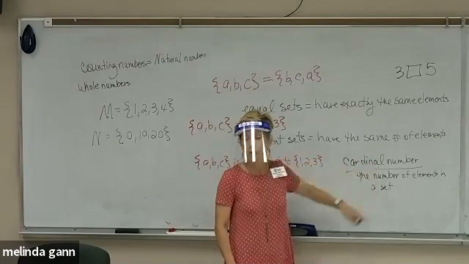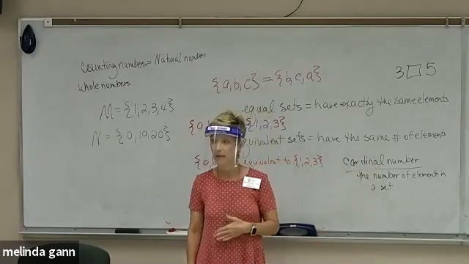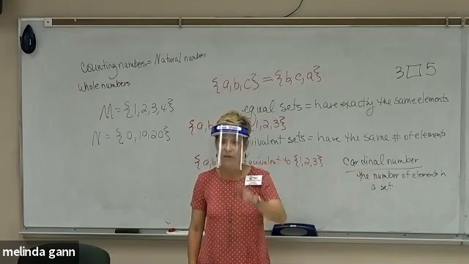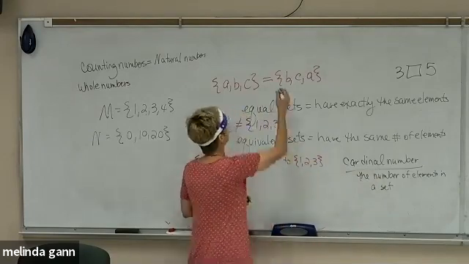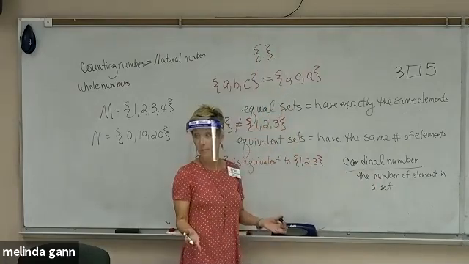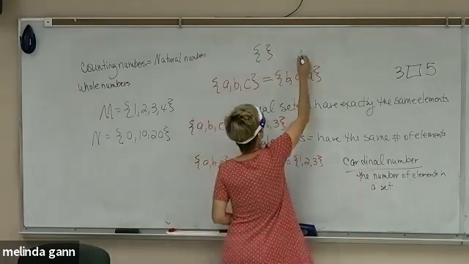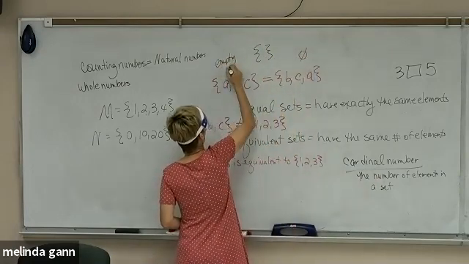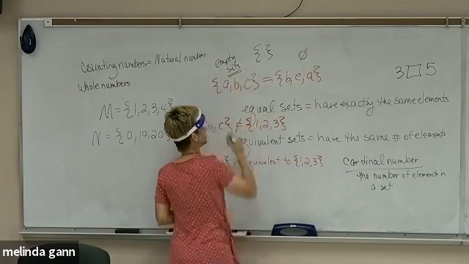Cardinal number. What do you think an empty set is going to be? A set with nothing in it. And there are going to be two symbols for it. You can either literally draw braces with nothing in them, or you can put a 0 with a slash through it. Either one of those is proper notation for an empty set.